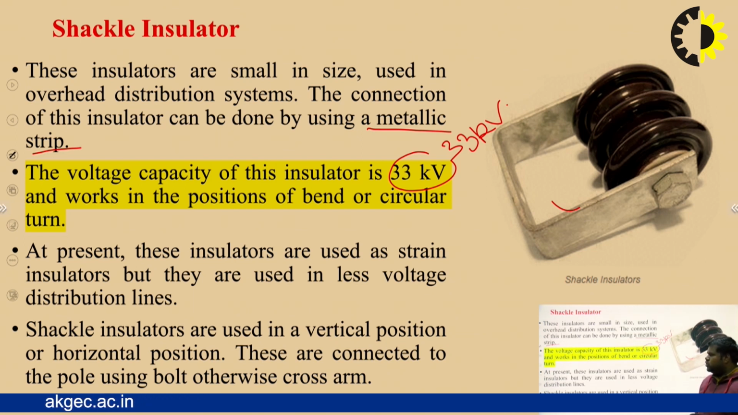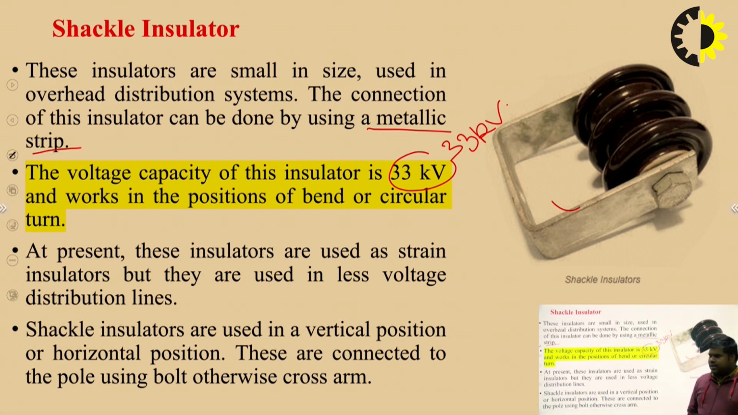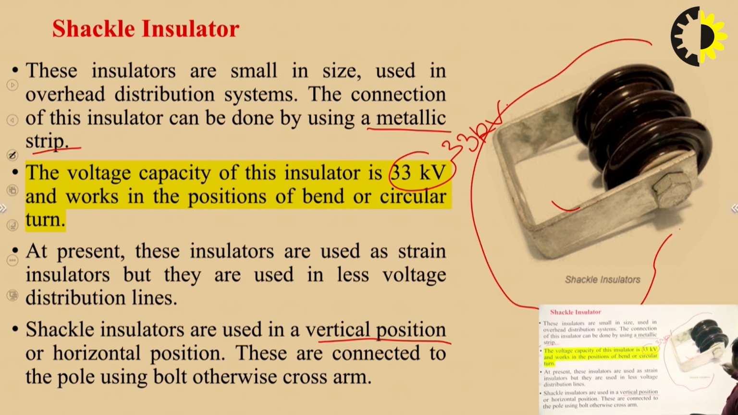It works in the positions of band or circular turn. At present, these insulators are used as strain insulators, but they are used in low voltage distribution lines. And these insulators are used in a vertical position or horizontal position. These are connected to the pole using the cross arm. This is also a feature like that of a pin insulator. So this is the pictorial diagram. This is a regular insulator.